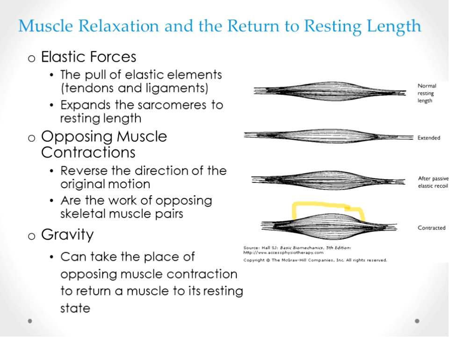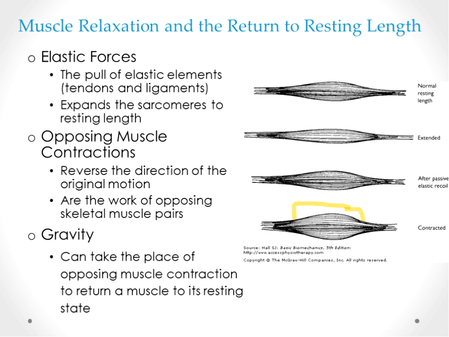So you might have heard the term agonist is the muscle we're asking to act. When I am trying to do elbow flexion, the biceps brachii is going to be my agonist. It's where we see muscle fibers contracting, motor units contracting, and it's causing the ulna and the radius to come closer to the humerus.